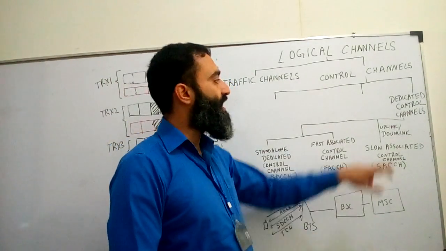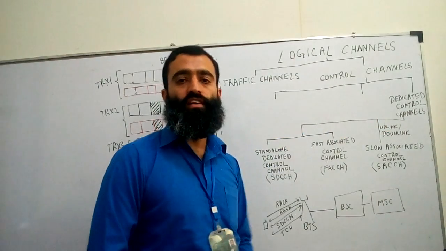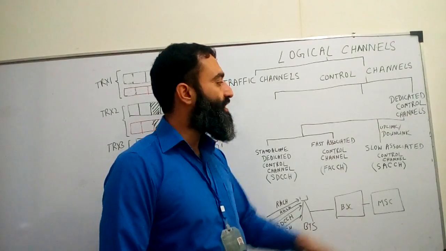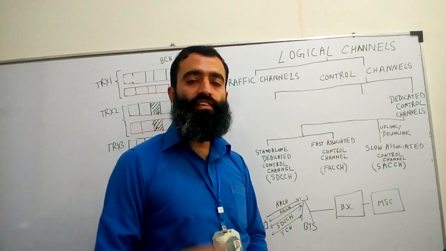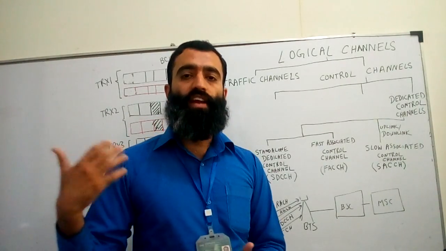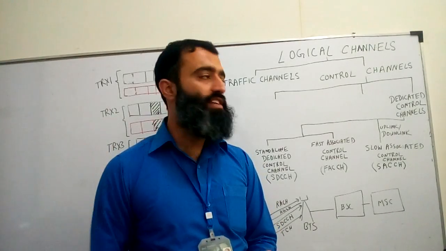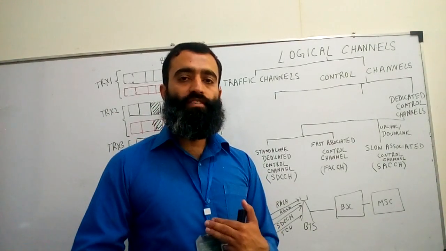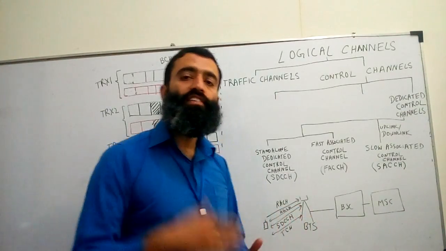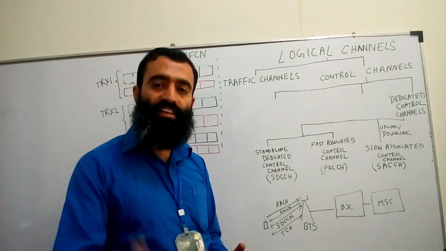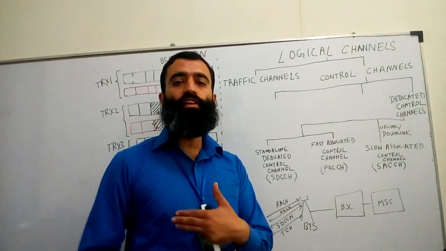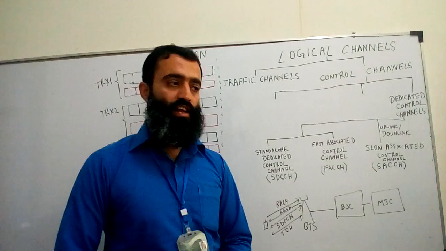Now we come to the functionality of the dedicated control channels. Dedicated control channels exist in the uplink and the downlink, and they are called dedicated control channels because they are assigned by the network. Once they have been assigned between a base station and the MSC, they are point-to-point channels that will only be used to carry the signaling between the mobile station and BTS in the uplink direction and the downlink direction.